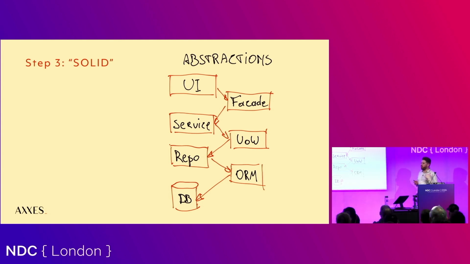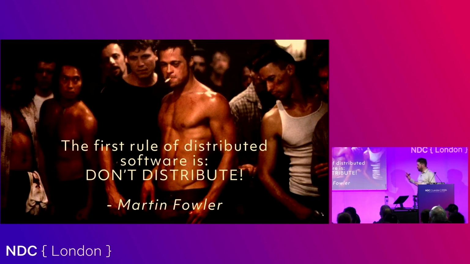And I think the first rule that we need to take away from this, I'm paraphrasing here because I really like the Fight Club movie. But as long as you can get away with not distributing your software system, you're probably going to be happier for it. And since we were a single team working on this, shipping it as a monolith actually made kind of sense.